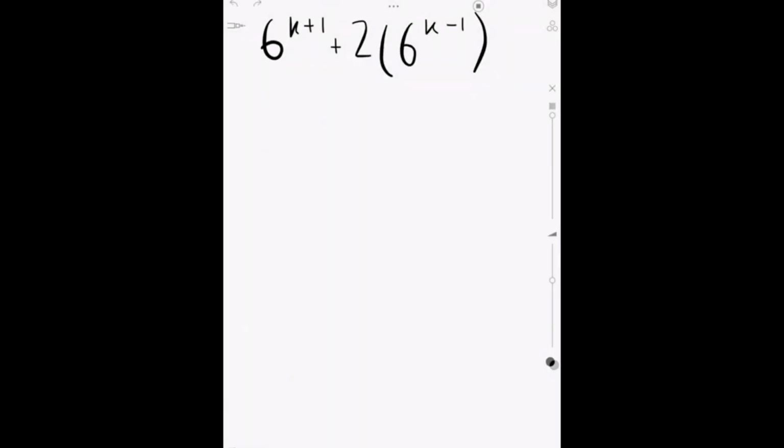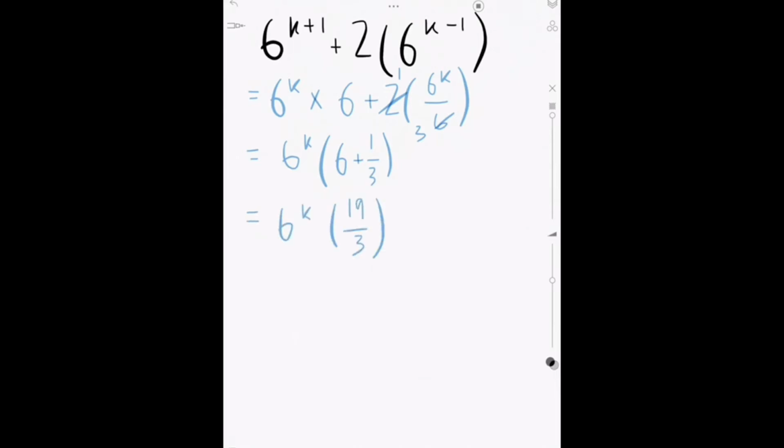Second method to solve this problem. For this method, first we look at this expression. Based on the indices law, 6 power of k plus 1 is actually 6 power of k times 6, and 6 power of k minus 1 is actually 6 power of k over 6. Here we can just factorize and put 6 power of k outside the bracket. We'll get 6 power of k bracket 6 plus 1 over 3. Then we just sum up the numbers in the bracket. Our final answer would be 6 power of k bracket 19 over 3.